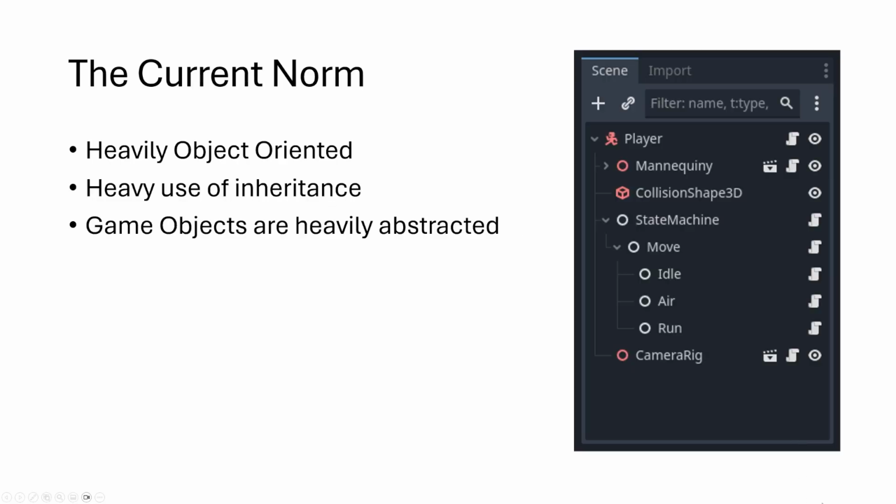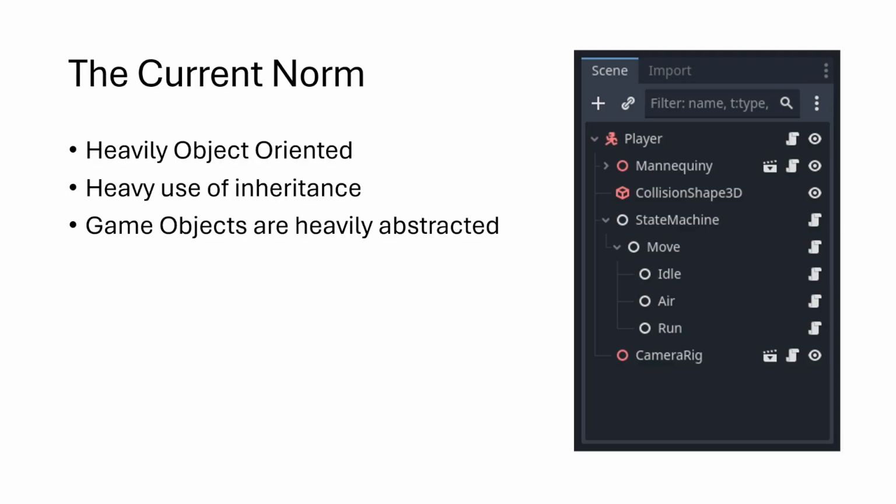So the first thing we're going to look at is the current norm. On the right hand, you see a scene view from the game engine Godot's editor. And it is heavily object-oriented. We are, in this example, creating a player object. And it's using inheritance. So each node under that player in the scene tree is actually inheriting functionality from the one above it. So idle, air, and run, which are part of the state machine, inherit functionality from move, which inherits functionality from state machine, which inherits functionality from player.